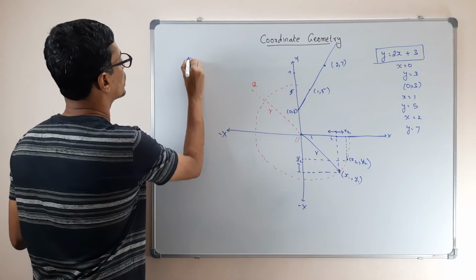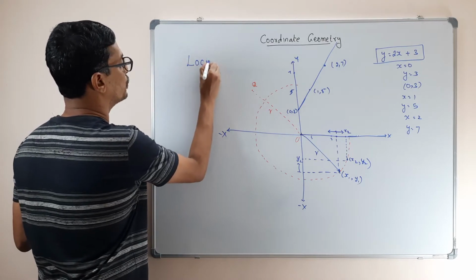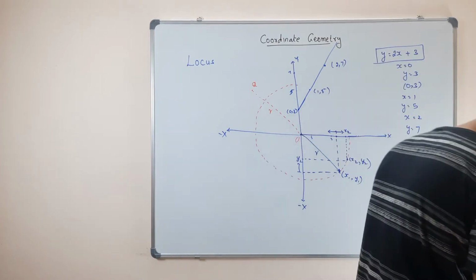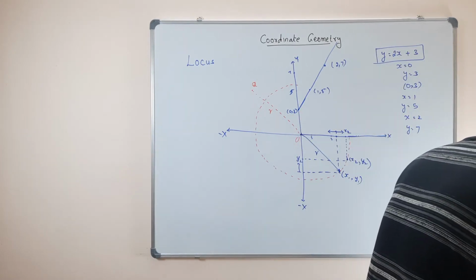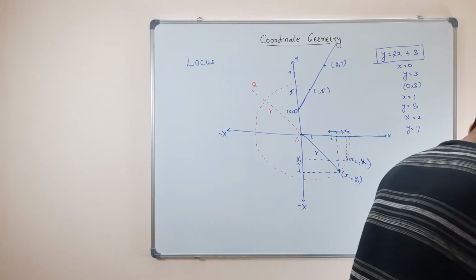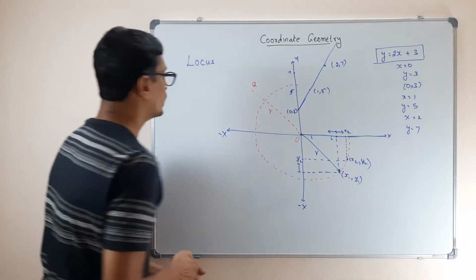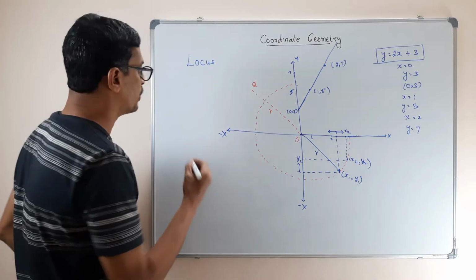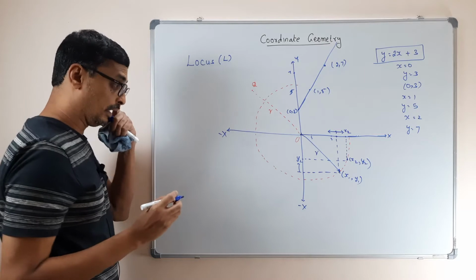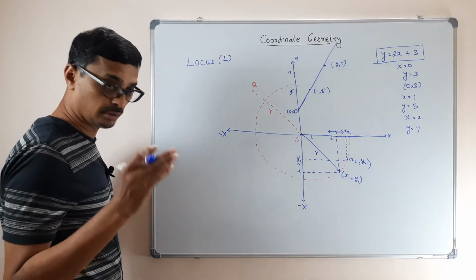So what is the spelling? L-O-C-U-S. And the plural form is loci, L-O-C-I. So we don't have to bother. Then, how do we represent locus? Let me denote the symbol of locus as L.